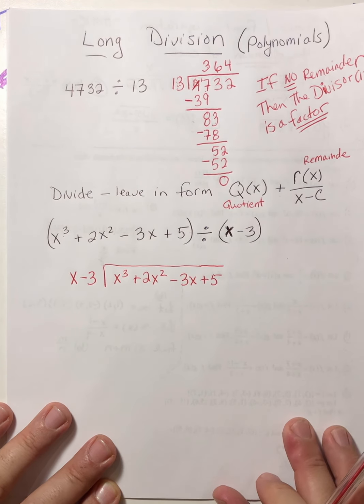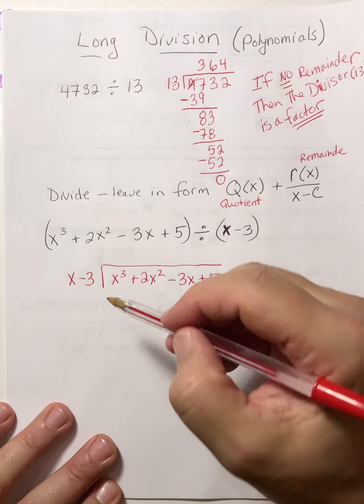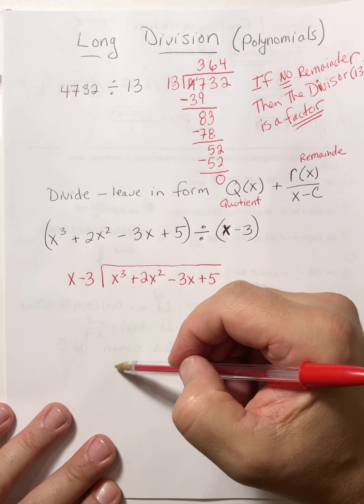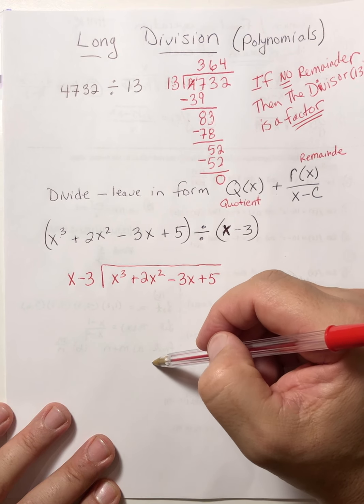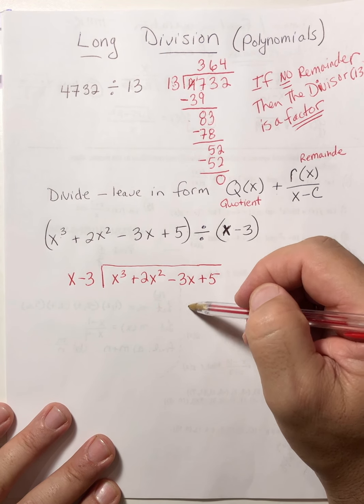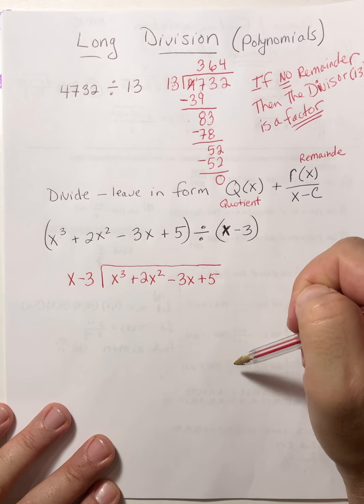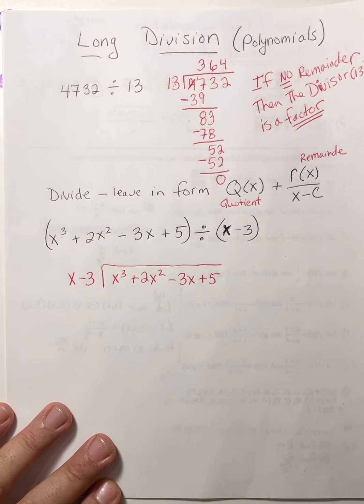Now, here's the thing about when we do this long division. Everything has to line up. All your cubes will line up on top of cubes, all your squares on top of squares, all your x's on x's, and all the constants on constants. That's just how it goes. Now, you have to realize this is very, very easy.